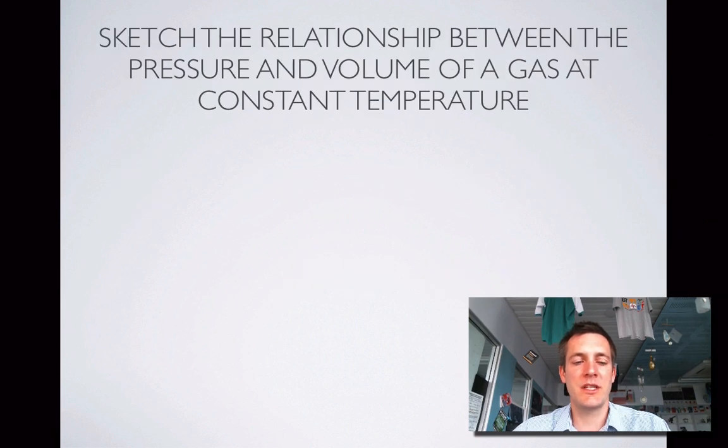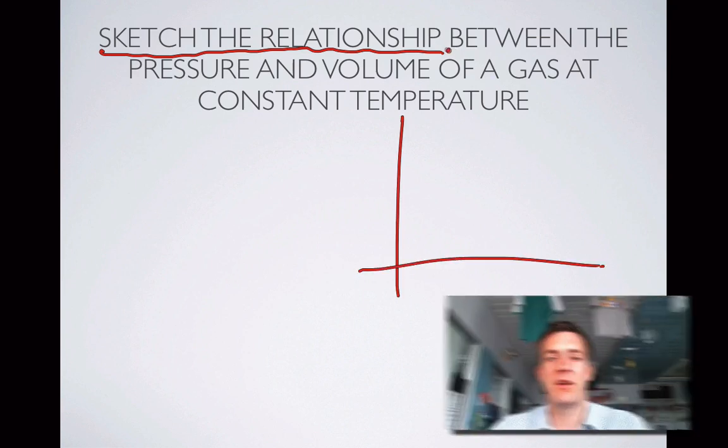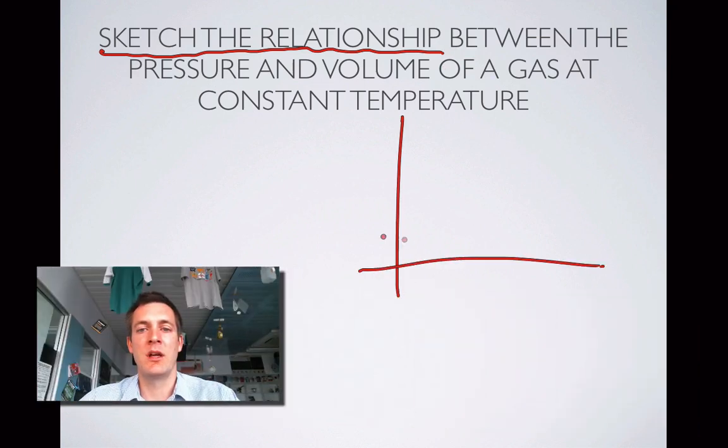Okay, moving on, sketch the relationship. As soon as you see these words, sketch the relationship, in a question, what you should be thinking is, I'm being asked to draw a graph here. Okay, so what have I got to draw a graph of? Well, pressure and volume. And to do that at constant temperature, so we're keeping the temperature the same, in other words, we're showing the effect of pressure on volume, or the effect of volume on pressure, without any other factors coming into play, so we're making it a fair test.